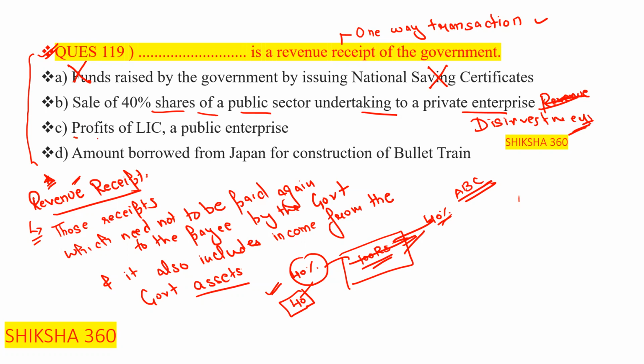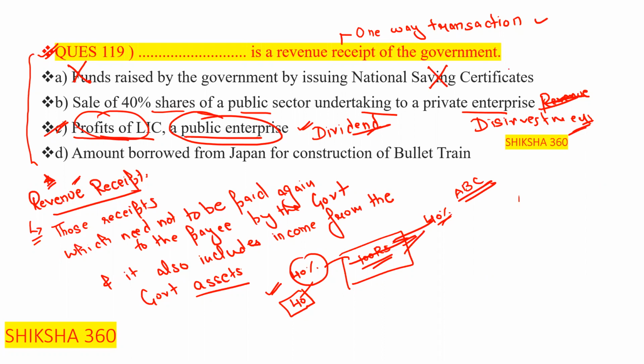The third one is profits of LIC. LIC is a public enterprise, so this is a revenue receipt. The government gets profit in the form of dividends, or sometimes they mention the dividend directly. So dividend is also a revenue receipt.